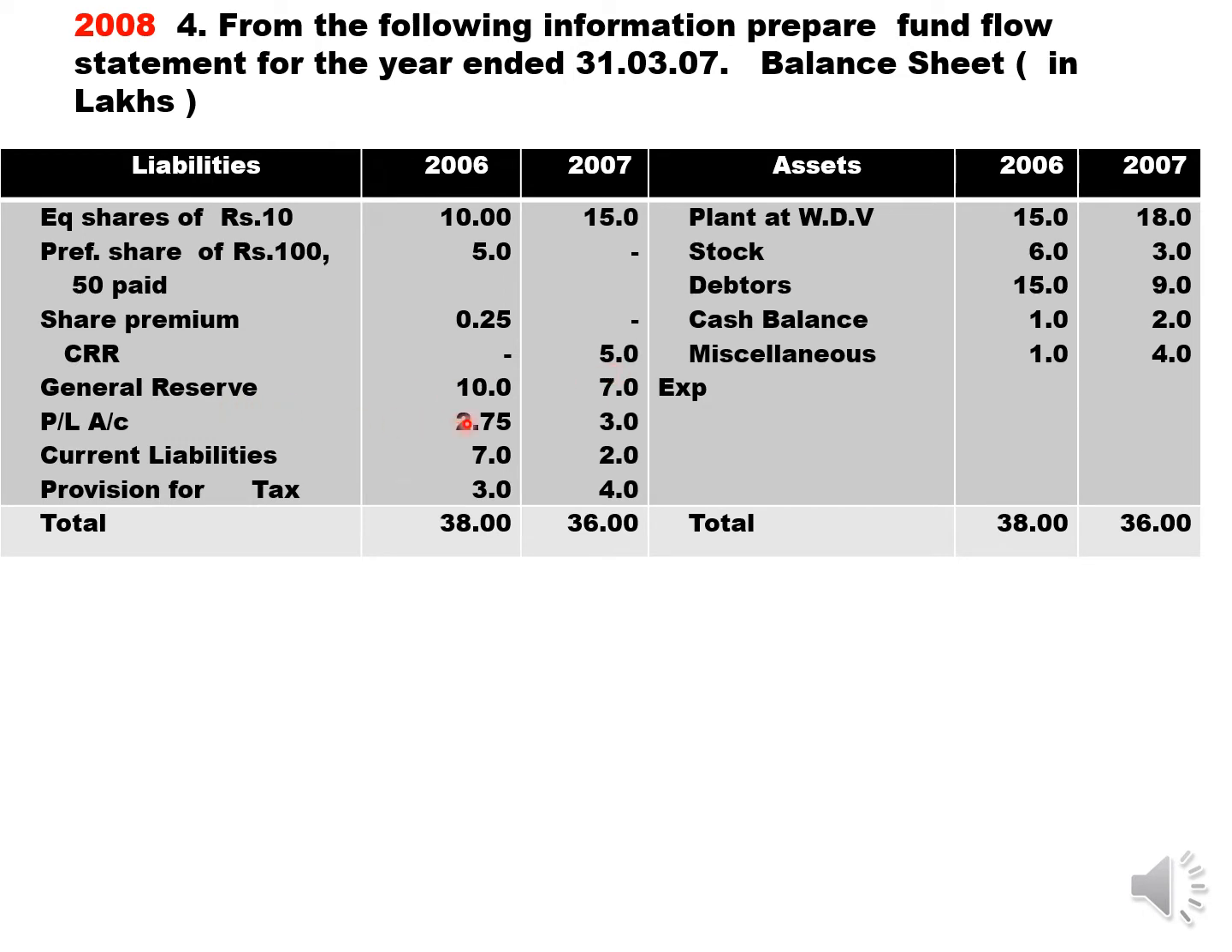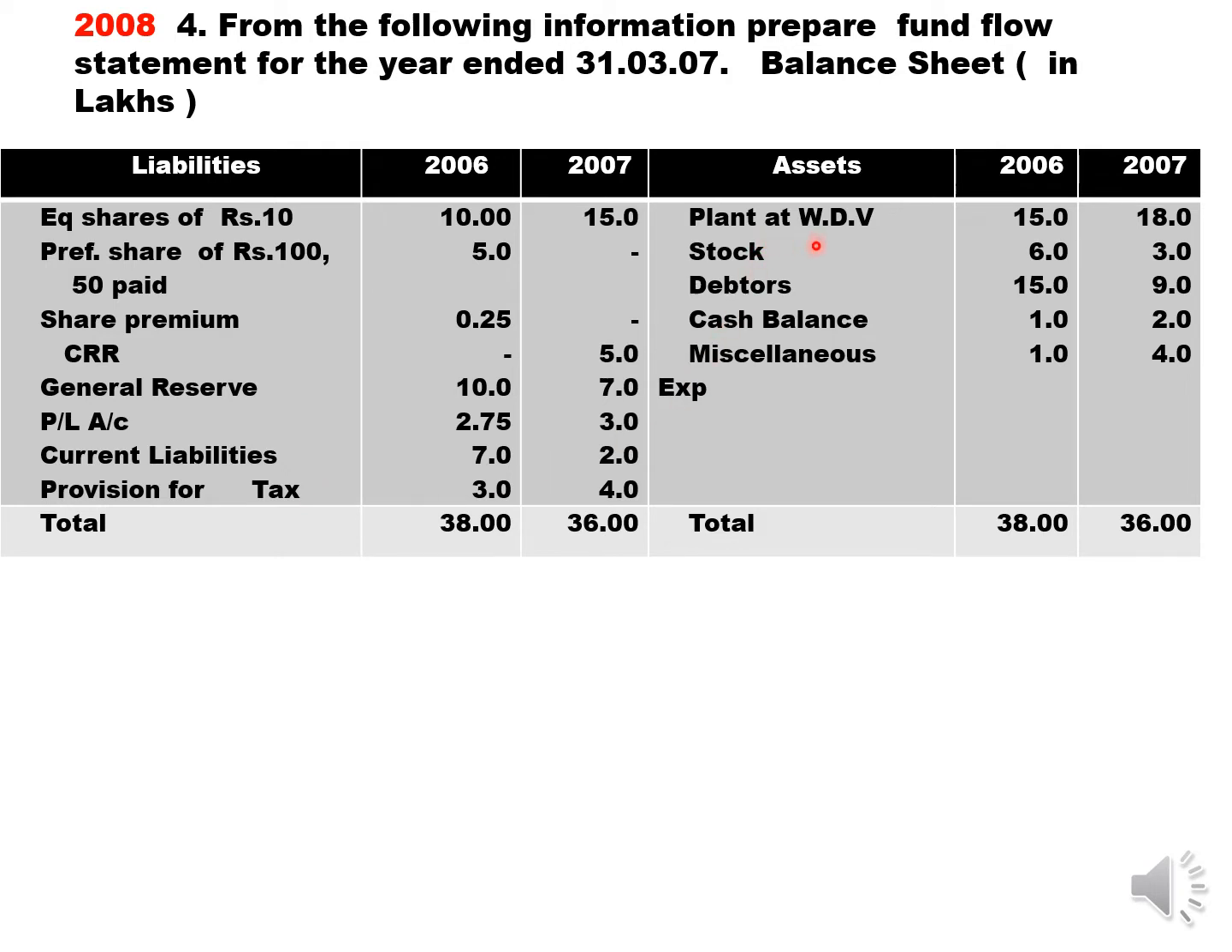General reserve last year it was 10 lakh, current year it is 7 lakh. So we have to prepare general reserve account. Then last year profit 2,75,000, current year profit 3 lakh. Current liability 7 lakh, 2 lakh, it will come in statement of changes in working capital. Then we have provision for tax. Don't treat as current liability because we have an adjustment relating to provision for tax. So you need to prepare an account.